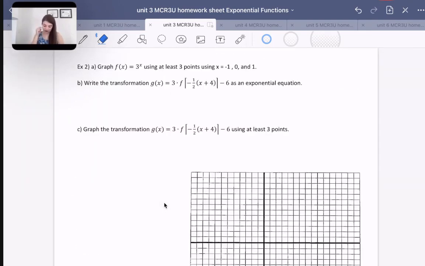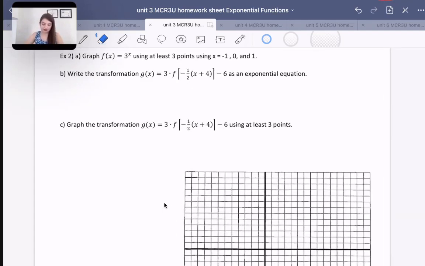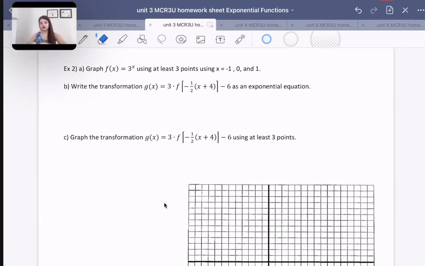Okay, here we have example 2. It says graph f of x equals 3 to the power of x using at least 3 points. Then write the transformation as an exponential equation. Then graph the exponential equation using at least 3 points. So that's our second thing, is to actually apply this rather than just listing out what the transformations would be if we were to transform. Here they're saying actually transform.